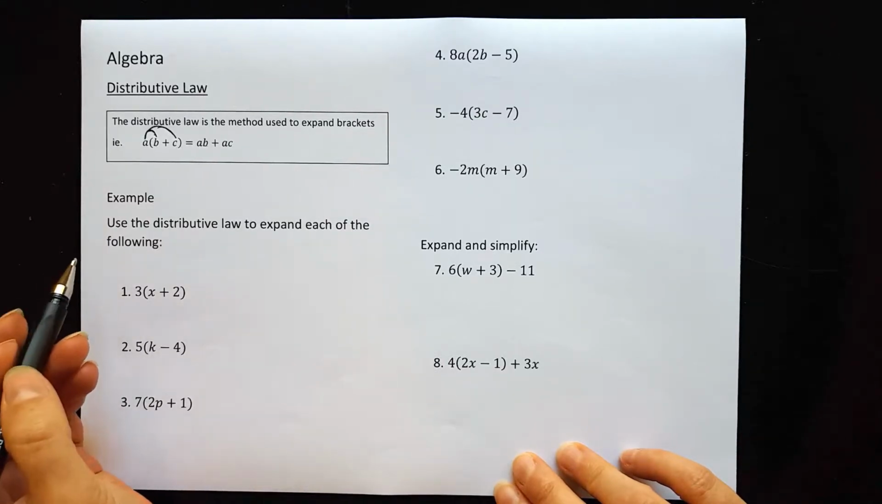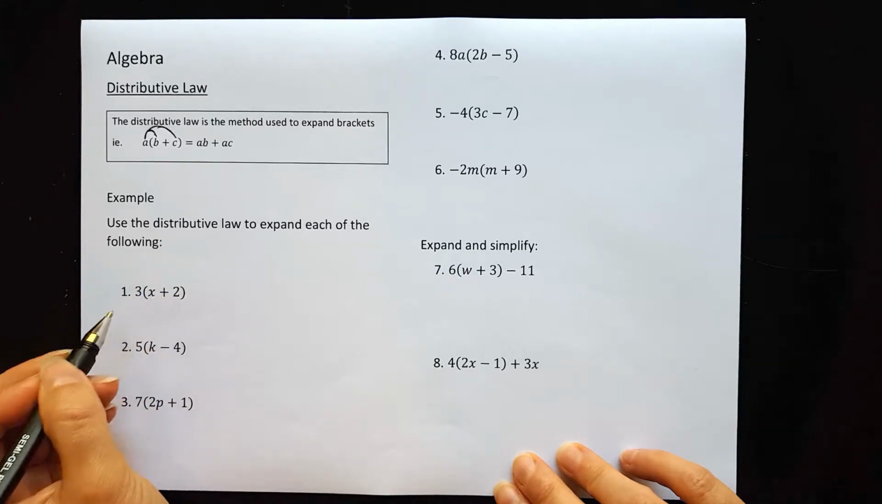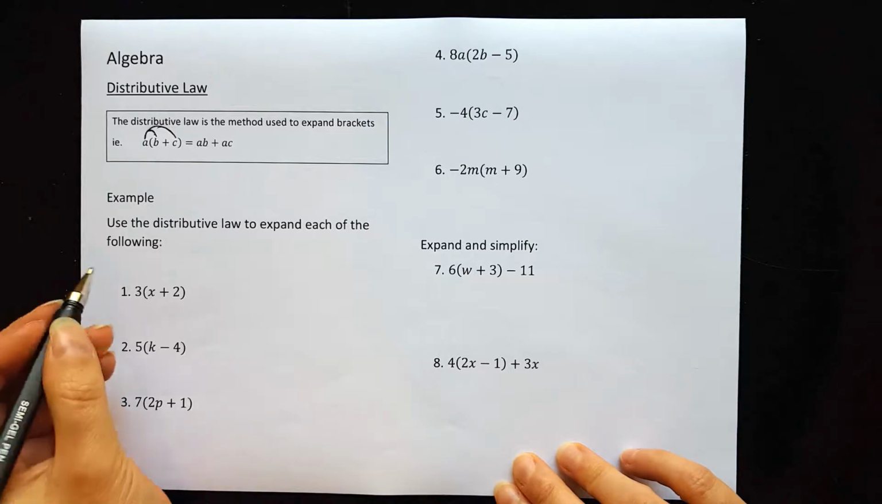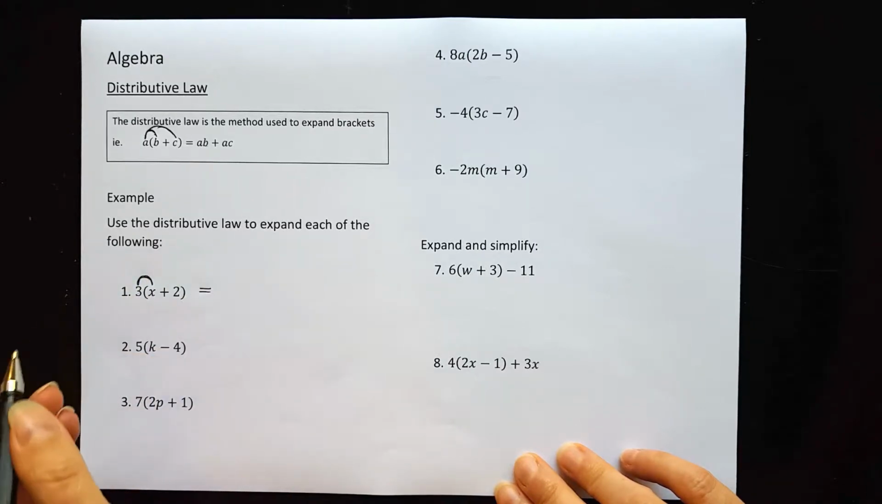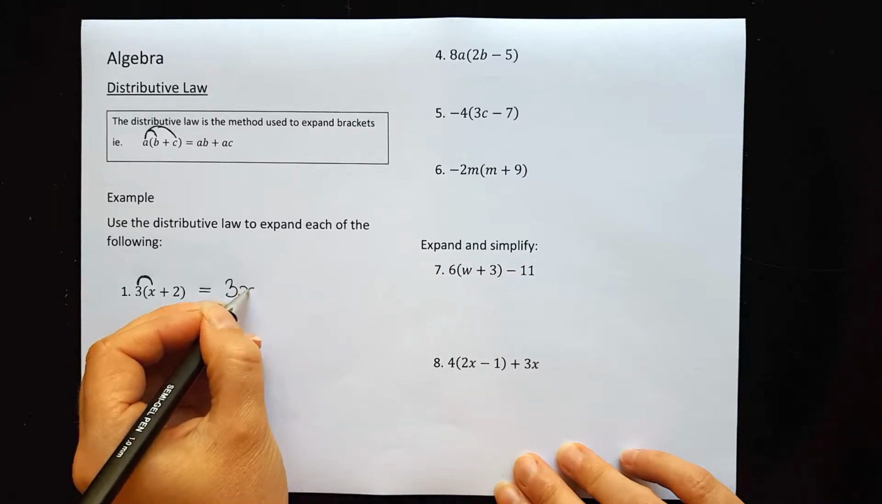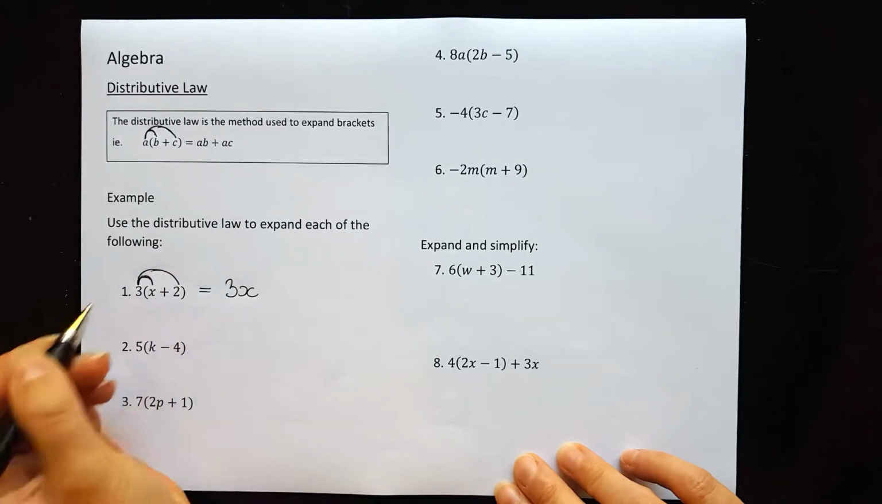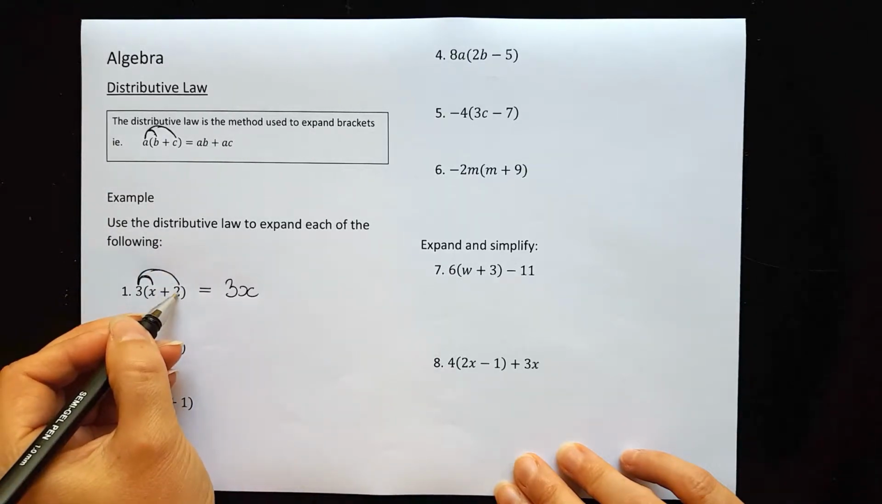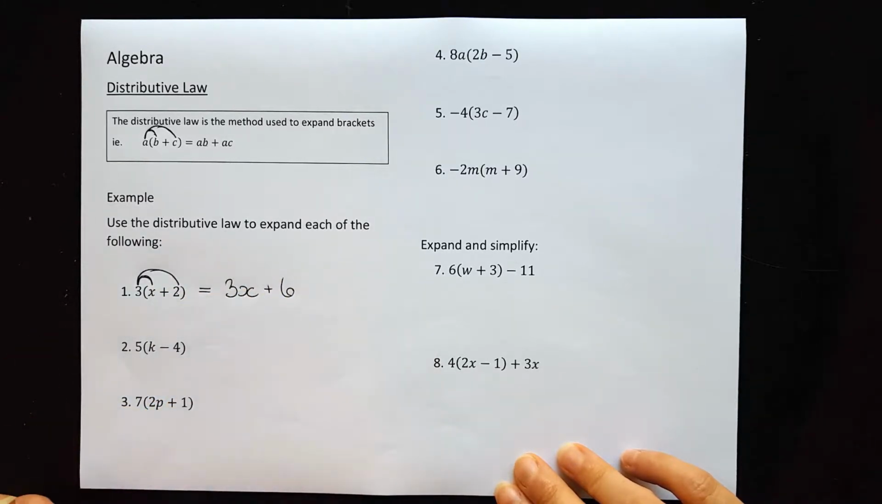Use the distributive law to expand each of the following. So I want to expand the 3 into this bracket here using that distributive law. I multiply the 3 with the first thing in the bracket. 3 times x, that would be. And the shortest way to write 3 times x is 3x. Then I multiply the number at the front with the second thing in the bracket. 3 multiplied by 2 gives me a positive 6. And that is my expanded expression. That's it. We just have to repeat that for all these other questions now.